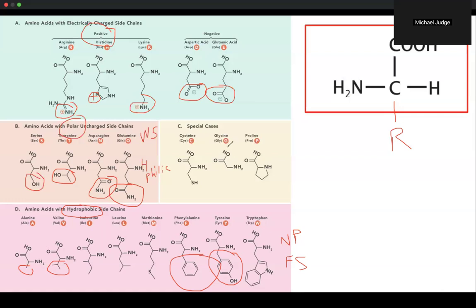There are three that are sort of special cases. Glycine, because it's just a hydrogen, is very, very small. Generally, it's considered hydrophobic, but it's just really little, so it can get away with going a lot of different places.